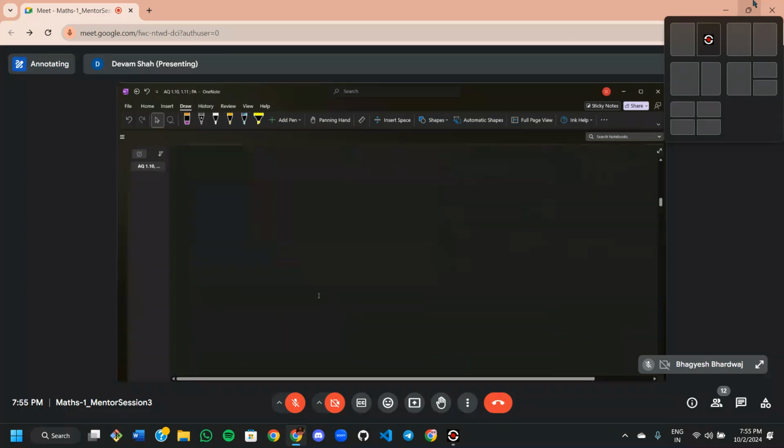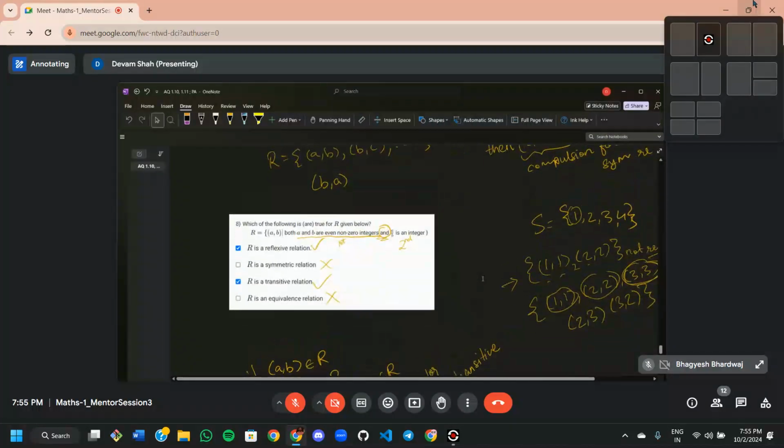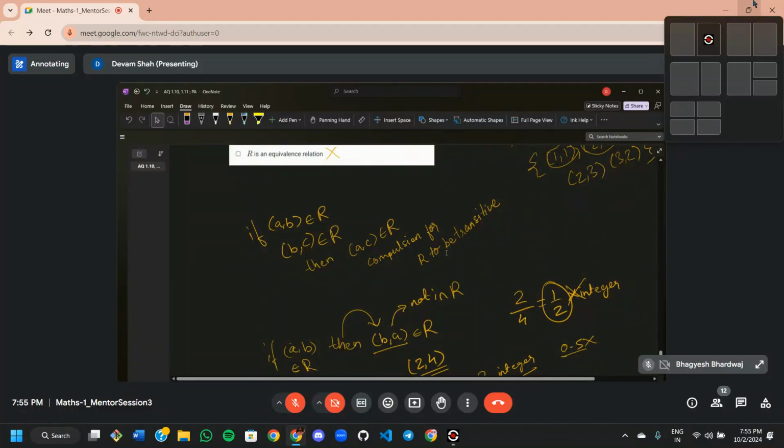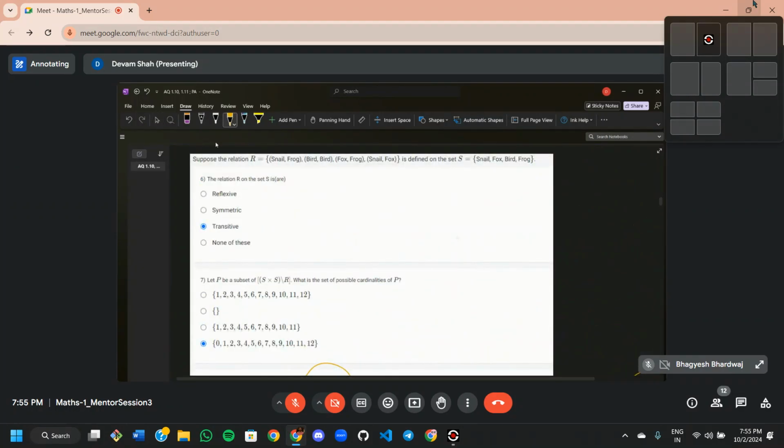The question which we did last, this one: here we argued with variables. Here there were no definite values, so we used variables. And here we have definite values. So it's not reflexive, it's not symmetric, it's transitive. So now continuing with the same thing, no, we'll do this later.